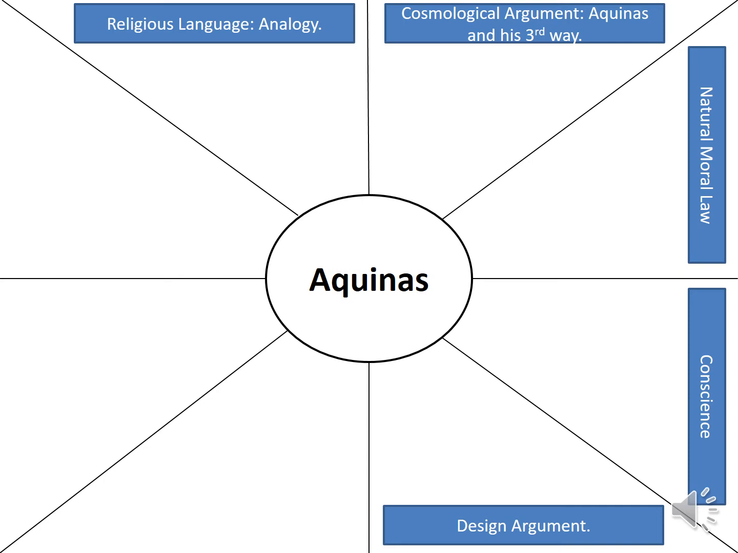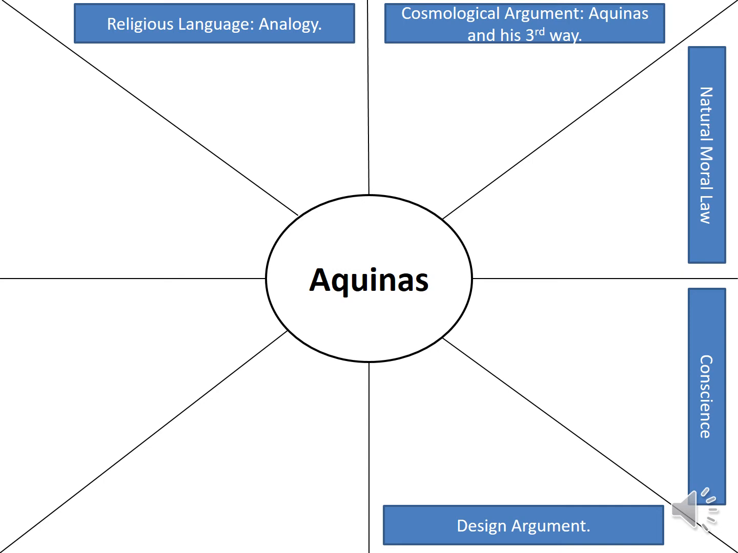And then in each section of the clock, I have put part of the specification or part of the content which they link to. So we already know that Aquinas links to religious language and analogy. In that section of the revision clock, I would type in all the notes about how Aquinas links to religious language and analogy. Then we know that he links to the cosmological argument in some way, because he's got 5 ways, and we know that his third way links to the cosmological argument.